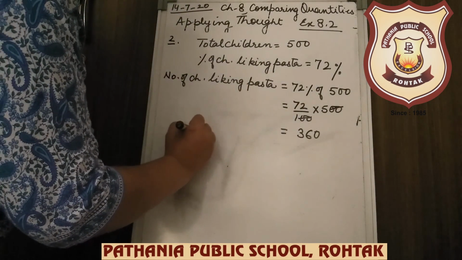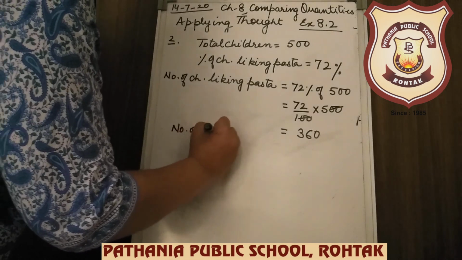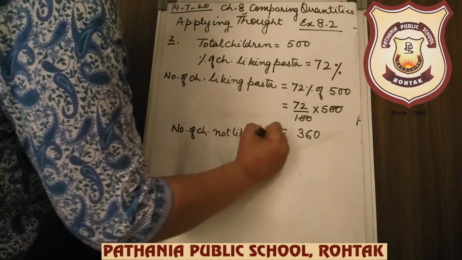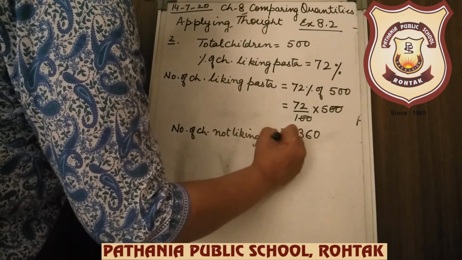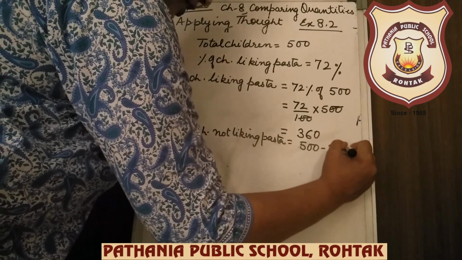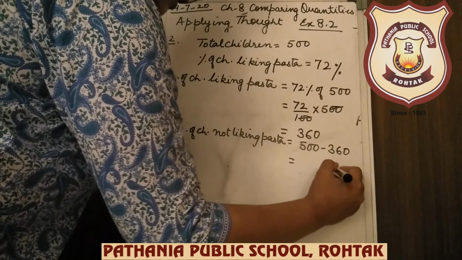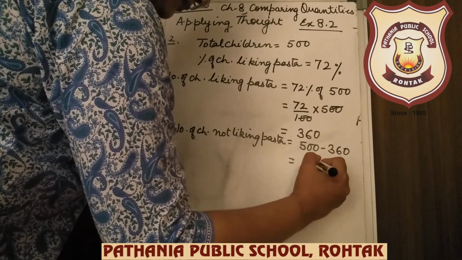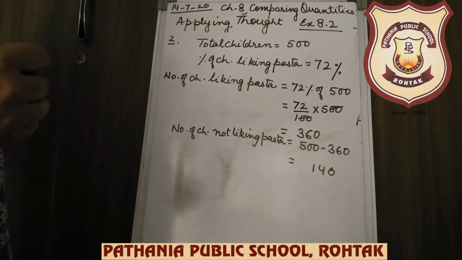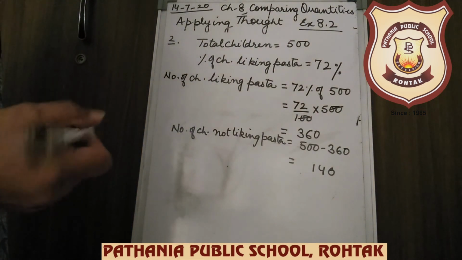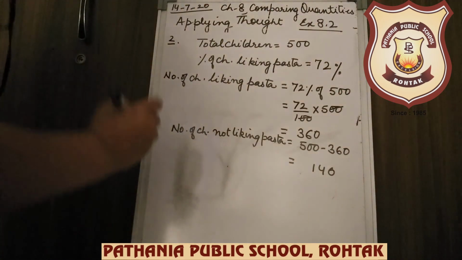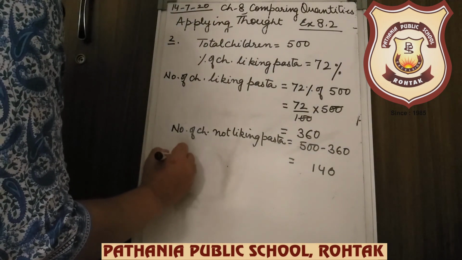And now the number of children not liking pasta is equal to 500 minus 360, that is 140 students not liking pasta. So this is what they have asked, this is your answer required, but there is another method, other way.